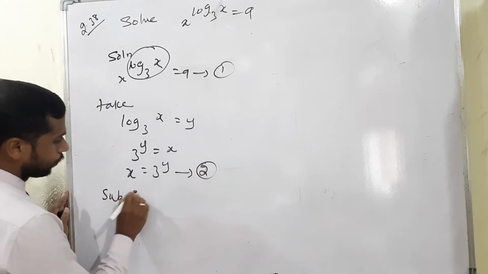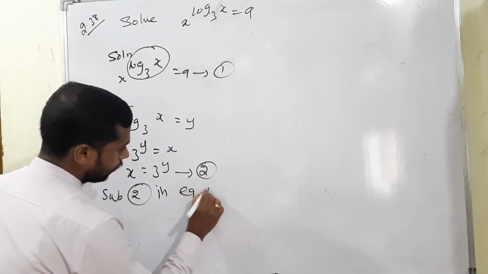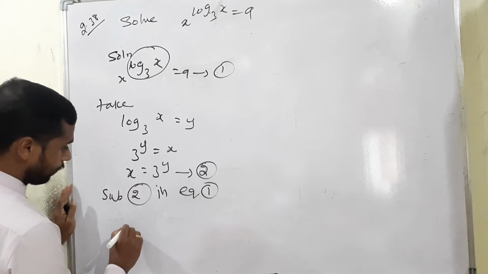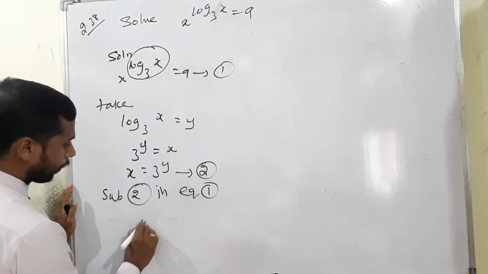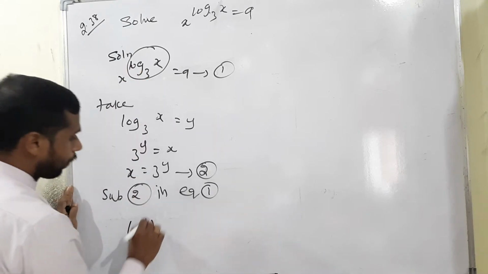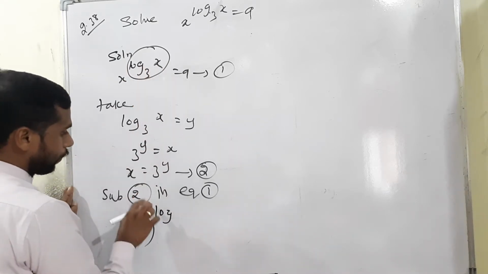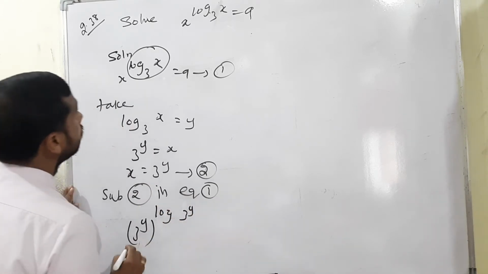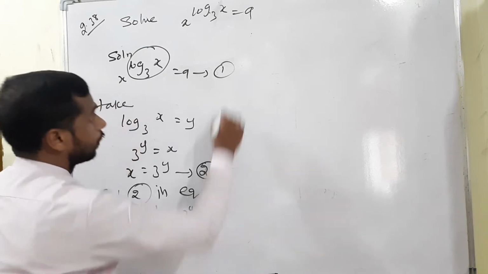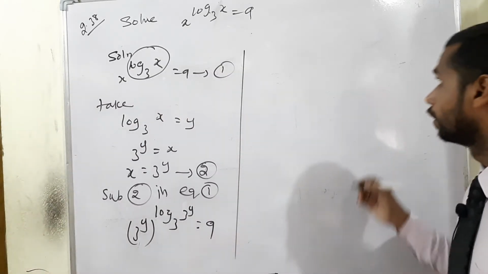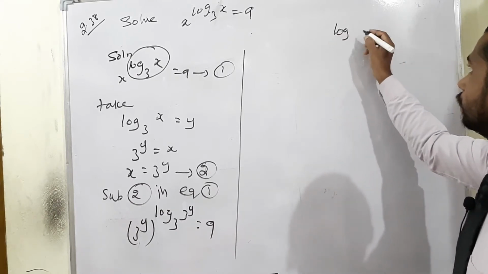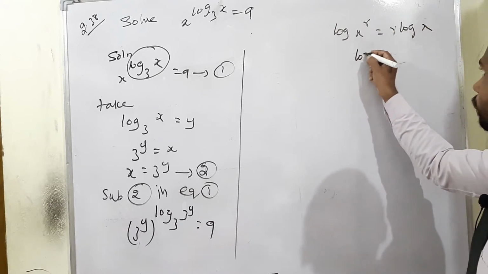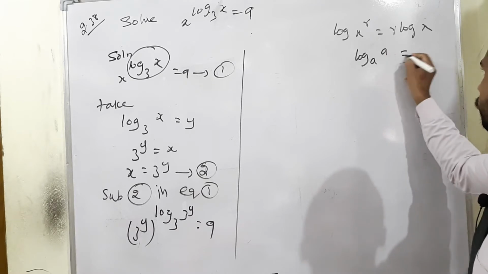Okay. Substitute equation 2 in equation 1. What will happen? Instead of x we can apply 3 to the power y, so 3 to the power y, then again the power is 3 to the power y, with base 3, is equal to 9. Already we know that log x to the power r means power rule: r comes to the front, r into log x. At the same time, log a base a will be equal to 1.